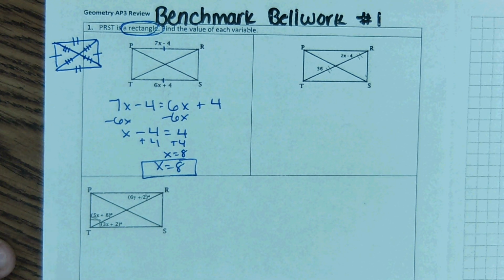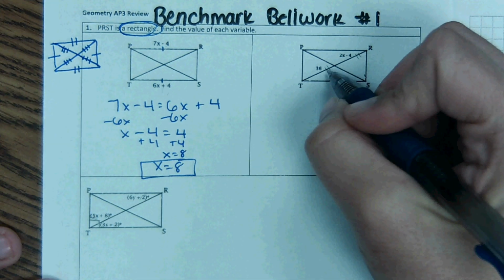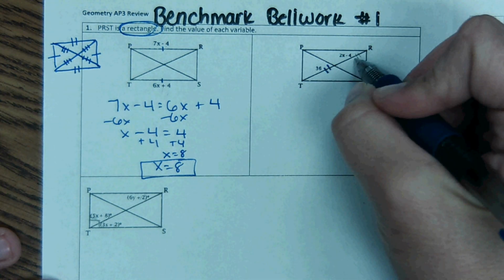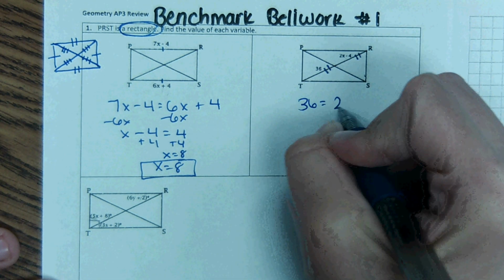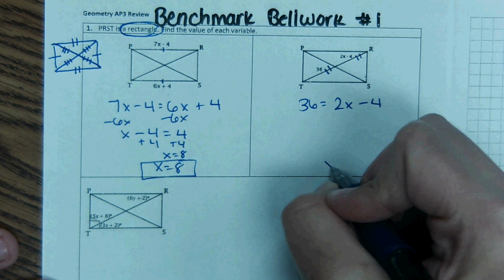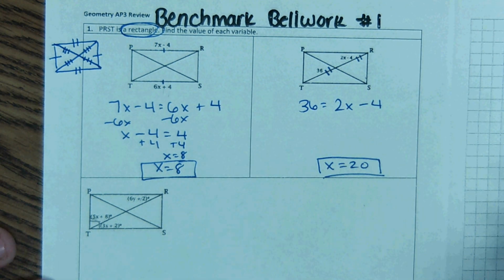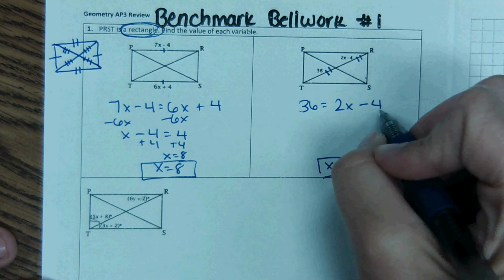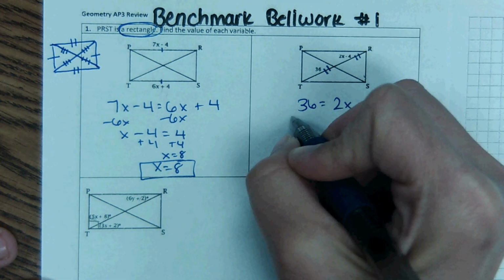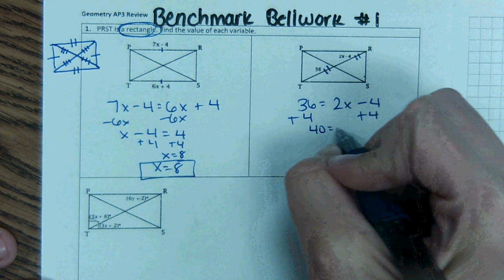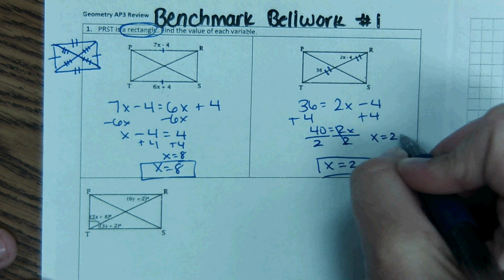Okay, and then for this one right here, again, the diagonals bisect each other, so that means that this is the same length as this, and we can set these equal to solve for x. If you got x equals 20, you got it correct. Good job. If you didn't, here is how you get the correct answer. You want to put this negative 4 over here, so you add 4 to both sides. 40 equals 2x, divide by 2, and x equals 20.